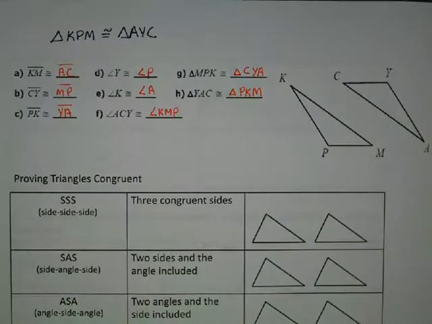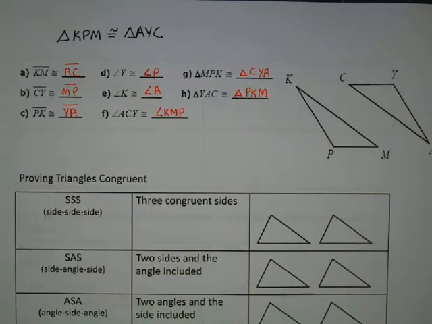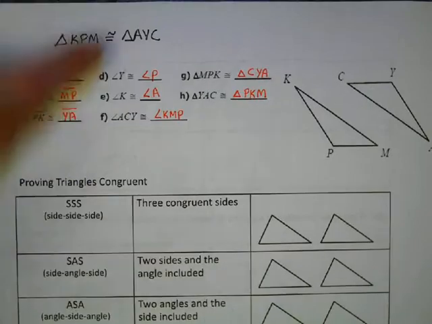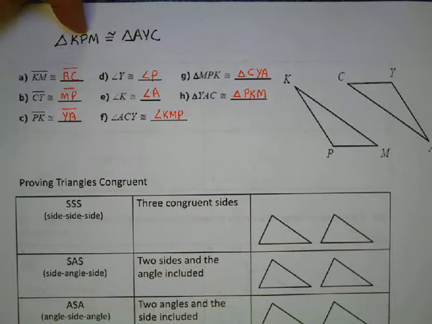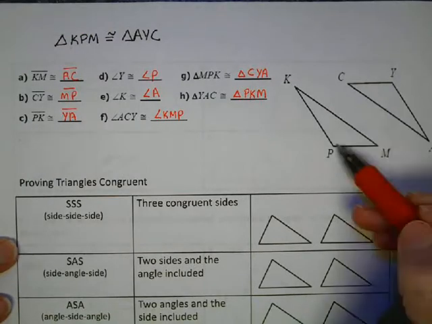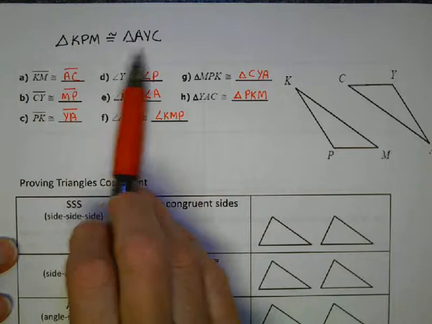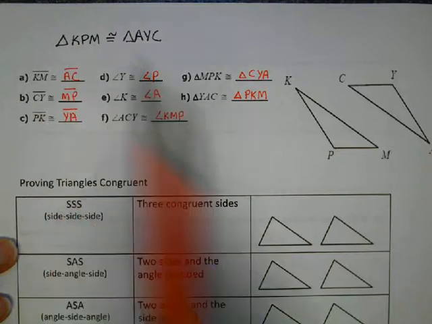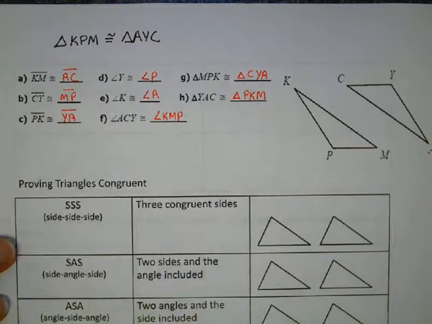Okay, so I went through and I matched up all the letters, like angle Y. Y is in the middle, so it matches up with P because P is in the middle. Again, you can look at the picture and see angle Y looks the same size as angle P, but this tells us more specifically exactly what's going to match up, even if they don't happen to give you a picture.